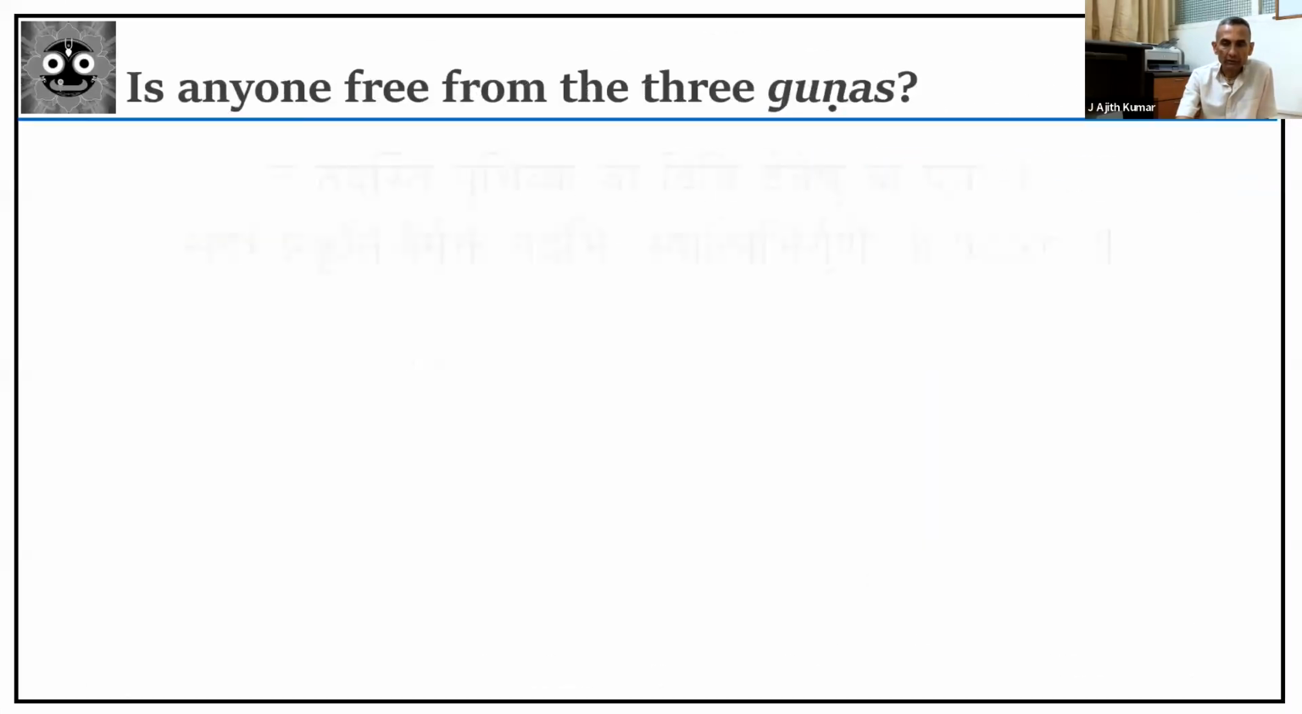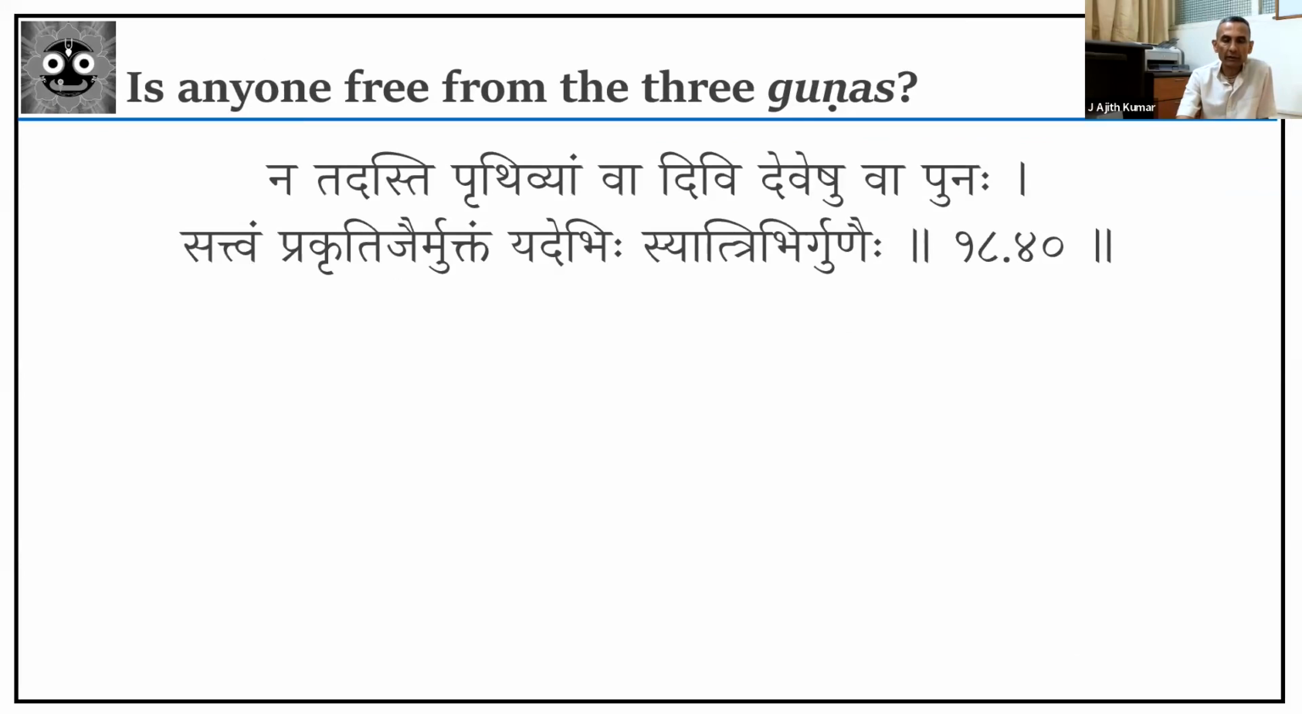So Sri Bhagavan covers all this, and this question also is very relevant. Is anyone free from the three gunas? Sri Bhagavan says, "Na tad asti prithivyam va divi deveshu va punah, sattvam prakriti-jair muktam yad ebhih syat tribhir gunaih." He says that there is nothing, no creature. Sattva here means being, any living being. There's no being in this material existence which is free from any of these three gunas.